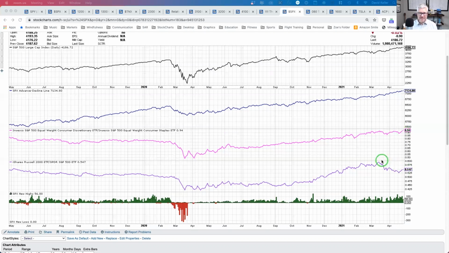Here's where things are less optimistic, and this is looking at small caps versus large caps, the ratio of the Russell 2000 using the IWM and the S&P 500 ETF, the SPY. Overall, you could see in general, in a bullish phase, small caps are going to outperform. That's not always been the case.